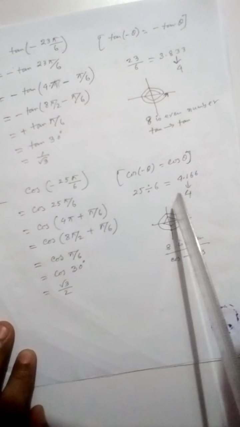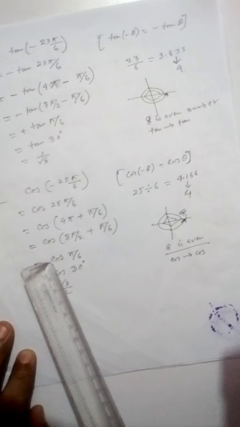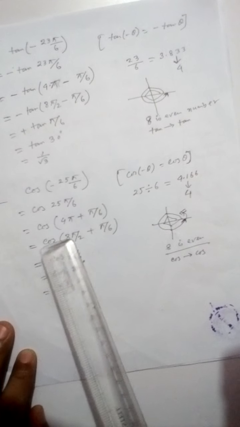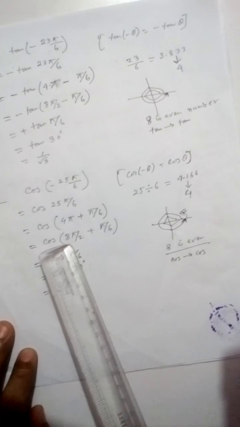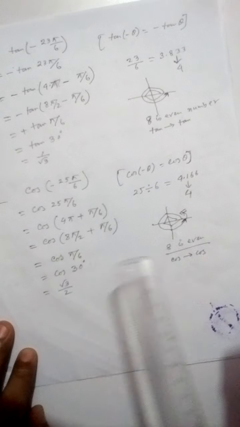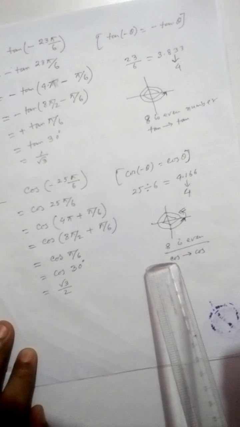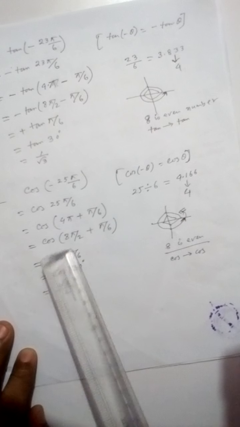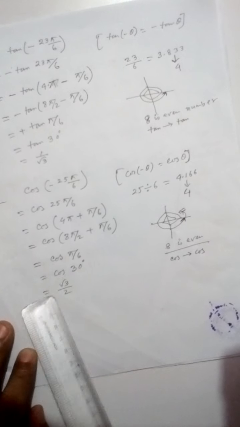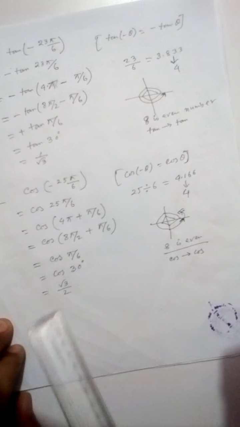We know that in the first quadrant all ratios are positive, so plus. Then the coefficient of pi by 2 is 8, that means the value of n equals 8. 8 is an even number, so there is no change and cos remains cos. So cos pi by 6, that means cos 30 degree, whose value is root 3 by 2. This is the solution.